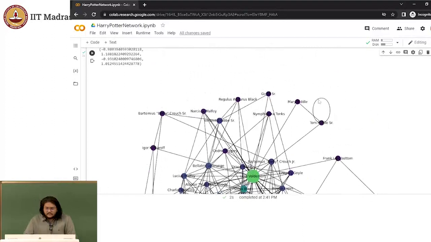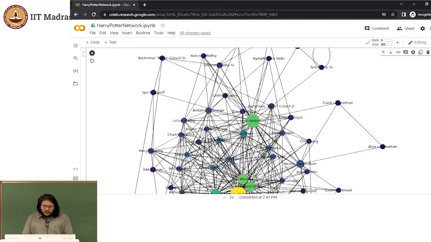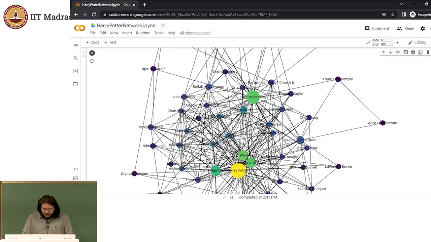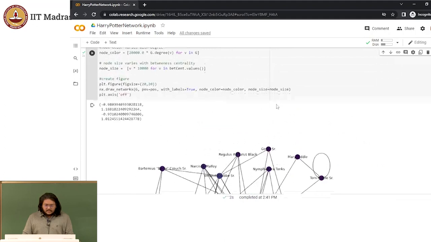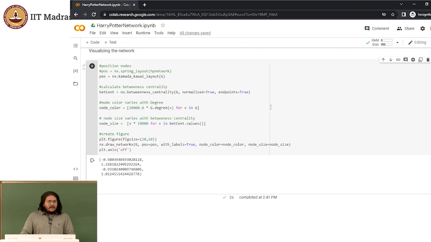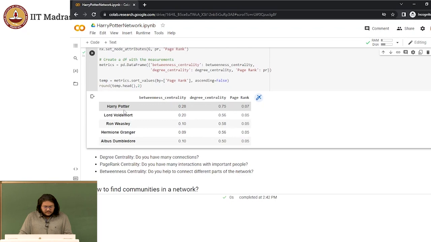We can omit these self loops. Sometimes there'll be self loops, and we can omit these in a graph. That's fine. So you can see the big nodes are those that are important. Here you can see obviously Harry Potter, Voldemort, other people, Hermione Granger, Weasley, Dumbledore, all those people. This mapping is based on one of the parameters that Sir was talking about, which is betweenness centrality. So I can say that Harry Potter, Lord Voldemort, Ron Weasley, Granger and Dumbledore are most connected.